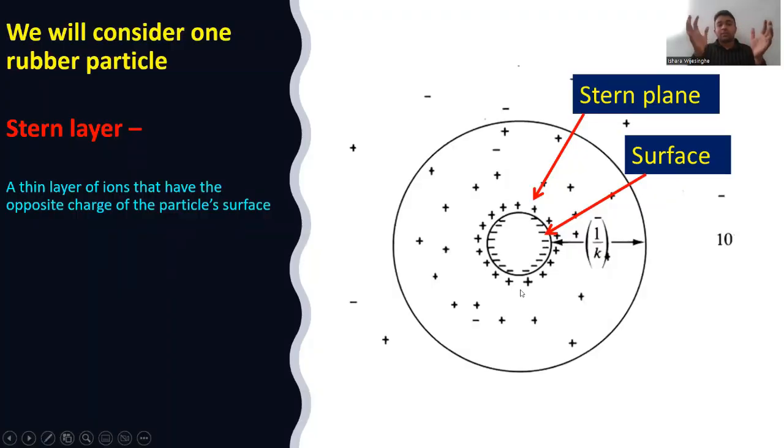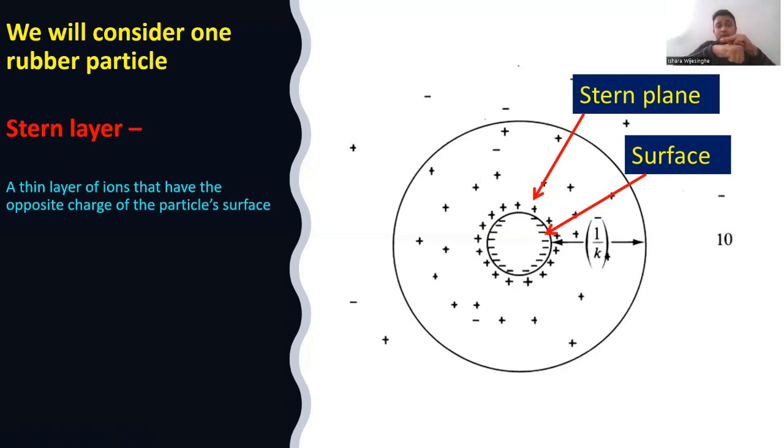So we will consider one rubber particle. This is the rubber particle. Because of the proteins, you can see negative charges on the rubber particle. The next layer is a water layer, which comes from the water absorbed from the soil and available in the plant. So that is the water around the rubber particle. The surface is negatively charged.